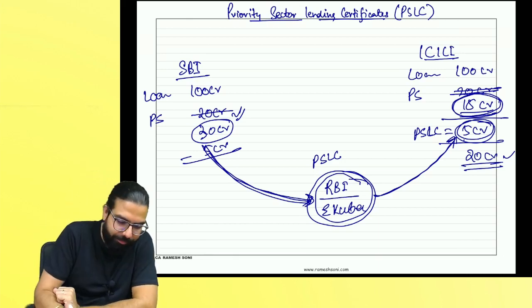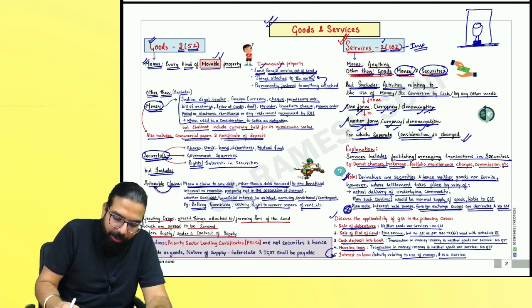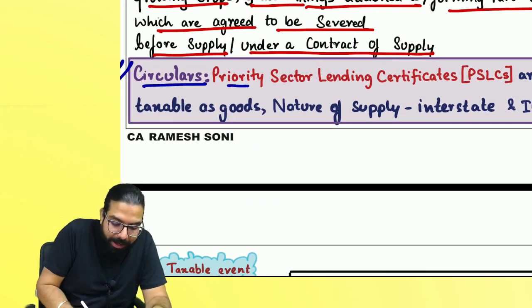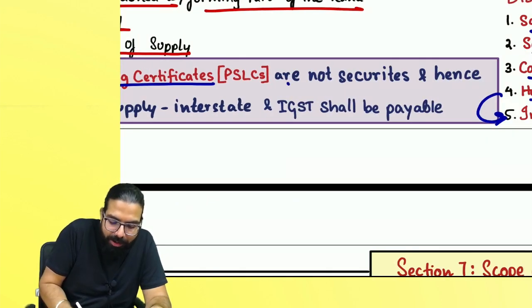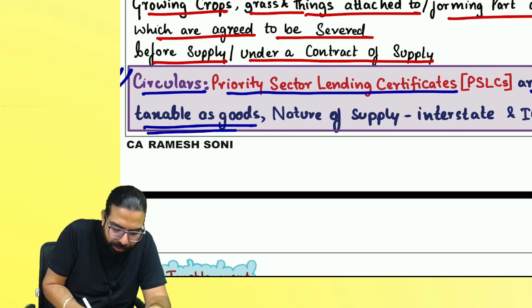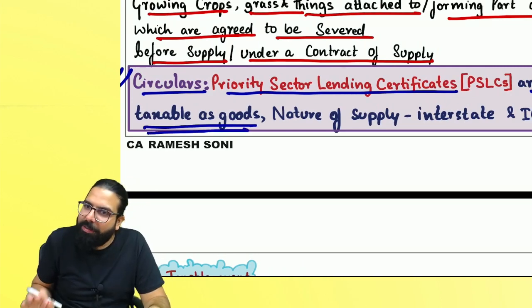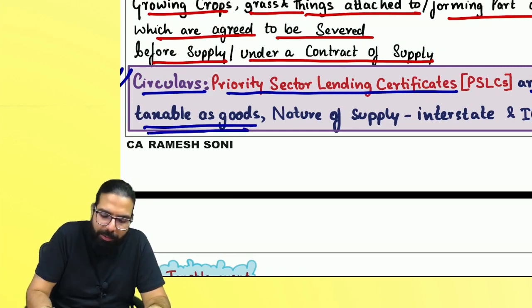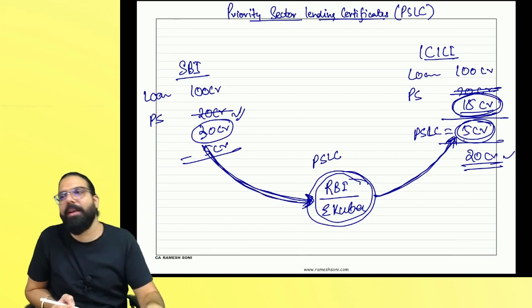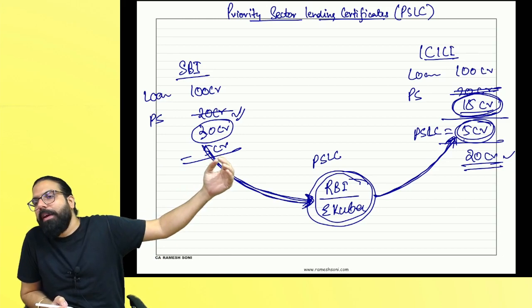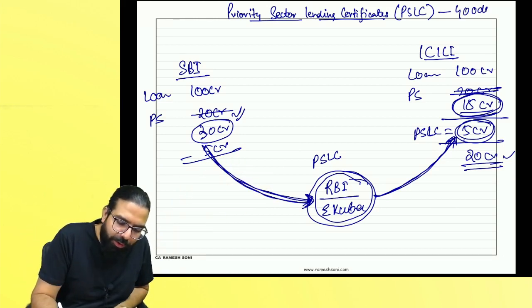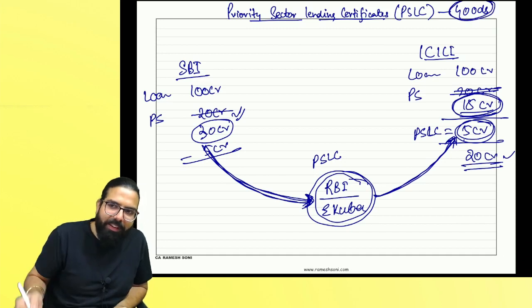Government told, wait. Government told, beta, clarification given by the government: priority sector lending certificates are not securities and hence they are goods. Are we clear, everyone? Government gave simple clarification, they are goods. Now tell me one thing. When one bank goes to the e-Kuber portal and sends a priority sector lending certificate to another bank, is it selling goods or not? PSLCs are goods. And goods, whenever it is supplied, will GST come?